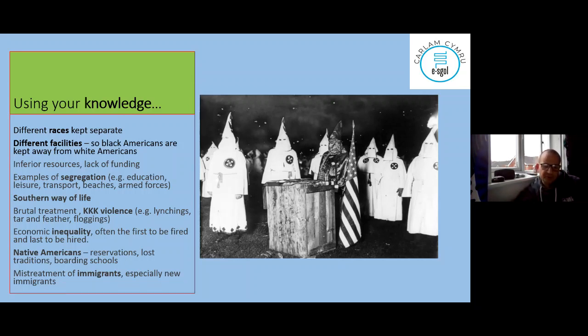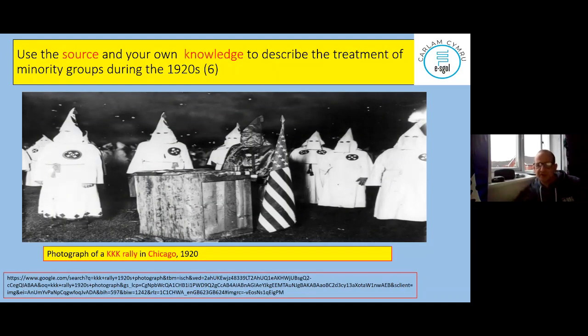We might discuss the treatment imposed by the KKK, like floggings, tar and feather, and the illegal hangings of a person by a white mob, which we call lynchings. There's also the economic aspects, often the first to be fired and last to be hired, unfortunately. So I think we have a good level of details there about black Americans, but also Native Americans and immigrants here. So if we go back to the question, it's not asking us to discuss the KKK, it's asking us to discuss minority groups as a whole. And we have discussed three certain groups already.